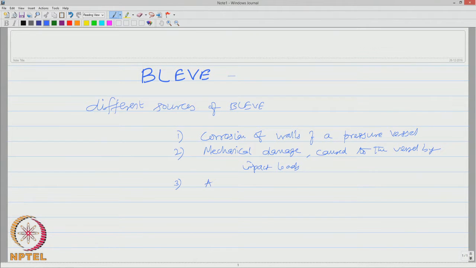It can also be due to the absence of pressure relief valves. It can also arise, as we said in the last lecture, from overheating. It can also be due to a vapor space explosion.